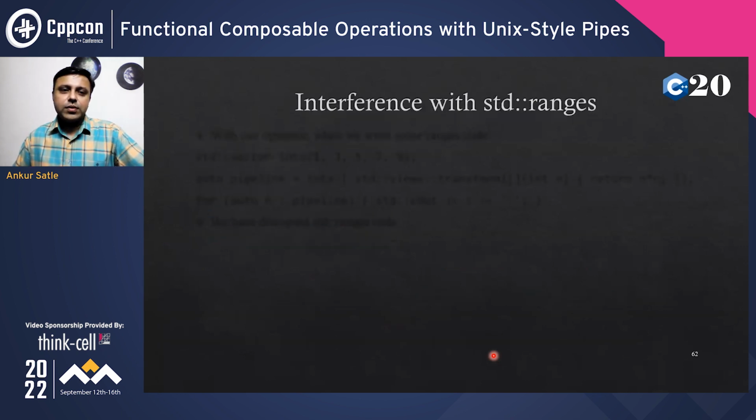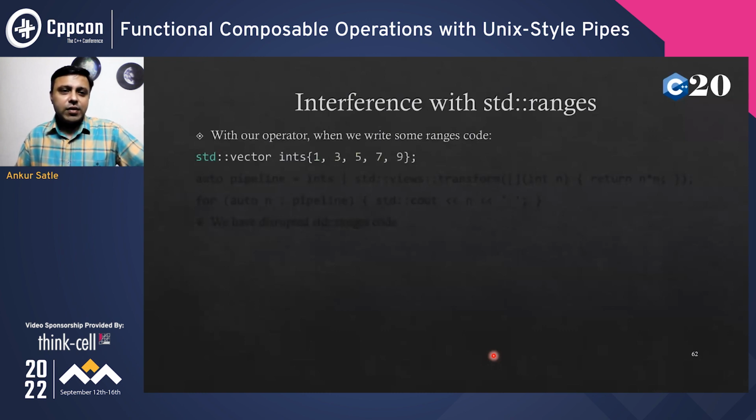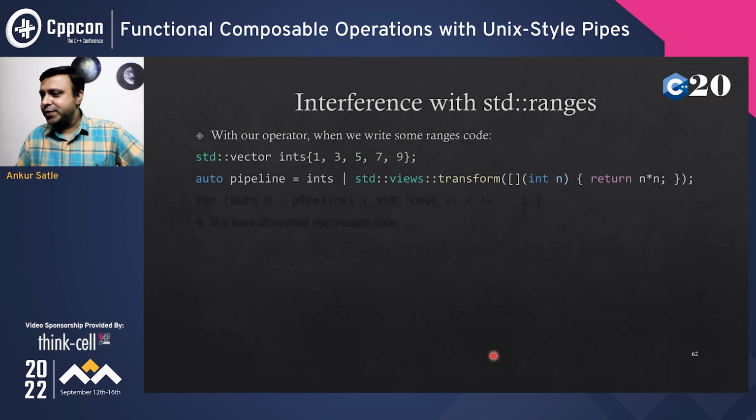All right, so then we look at the operator. Does it at all interfere with std::ranges? I was very happily implementing the operator, and I just thought, why don't I try it with some ranges code? So with our operator, when we write some ranges, we have a vector of ints. I create a pipeline. This is the ranges pipeline where you say that you're transforming into squares. So I'm just doing squares of all these ints.